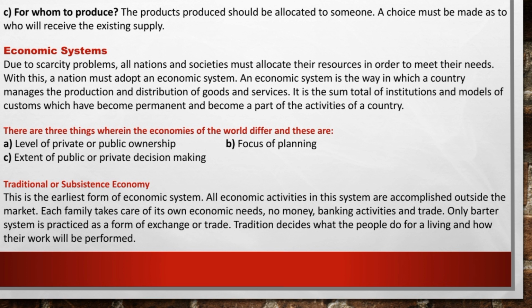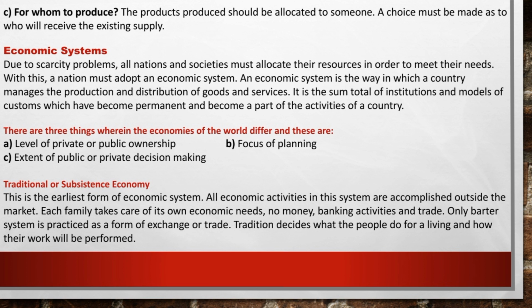Economic system. Due to the scarcity problem, all nations and societies must allocate their resources in order to meet their needs. With this, a nation must adopt an economic system. An economic system is the way in which the country manages the production and distribution of goods and services. It is the sum total of institutions and models of customs which have become permanent and become a part of the activities of the country. There are three things wherein the economies of the world differ, and these are: A. Level of private or public ownership. B. Focus of planning. C. Extent of public or private decision making.